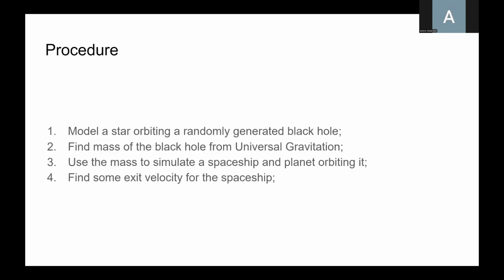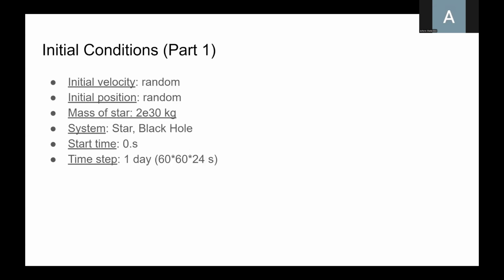The procedure was to model a star orbiting a randomly generated black hole using my email as a seed, and finding the mass of said black hole from the law of universal gravitation, and then using this mass to simulate a spaceship and planet orbiting it to find some exit velocity for the spaceship.